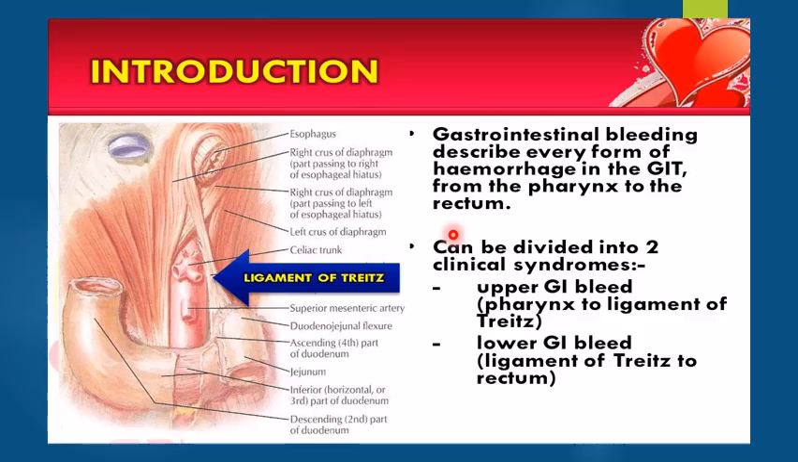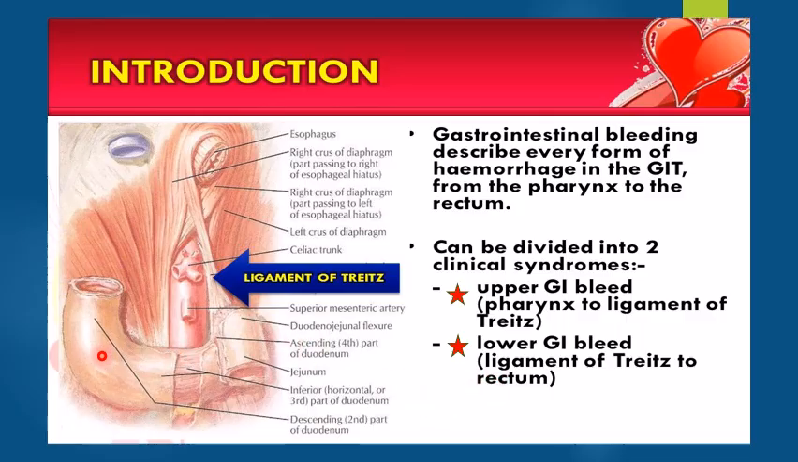What is the definition of lower GI bleed? Gastrointestinal bleeding is a form of bleeding, hemorrhage from the GIT, from the pharynx to the rectum. It can be divided into two categories: upper GI bleed, which is from the pharynx to the ligament of Treitz, and the lower GI bleed distal to the ligament of Treitz. And what is this ligament of Treitz?